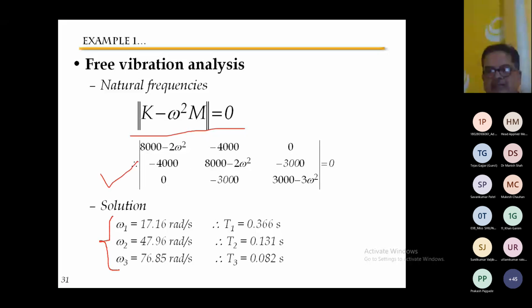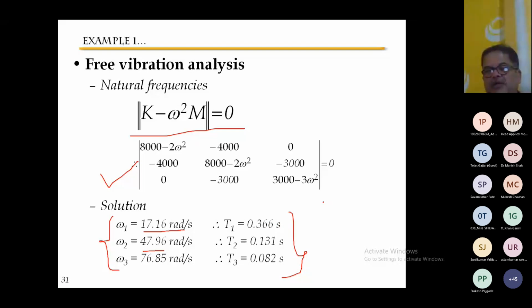These are the 3 natural frequencies and the time periods, or you can say natural periods. So the lowest frequency is known as the fundamental frequency, right? So omega 1 is the fundamental frequency, then omega 2, omega 3. So it's a 3 degree of freedom system. We have 3 dominating frequencies and corresponding natural periods.